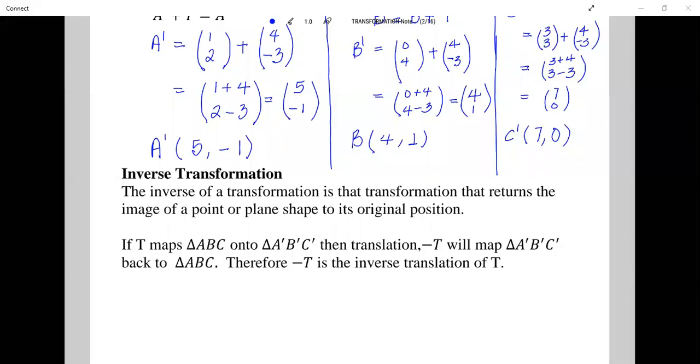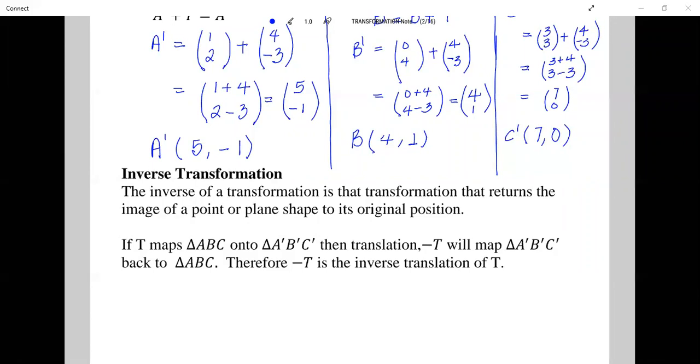Now, if T maps triangle ABC onto triangle A prime, B prime, C prime, then translation minus T will map A prime, B prime, C prime back to triangle ABC. Therefore, minus T is the inverse transformation of T.